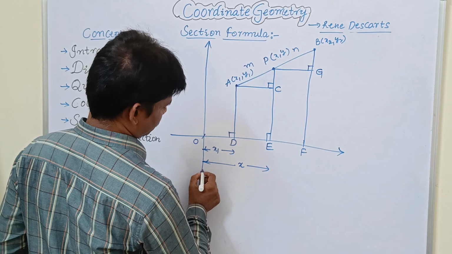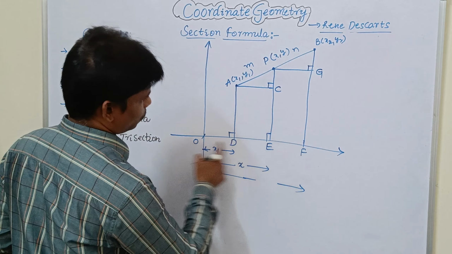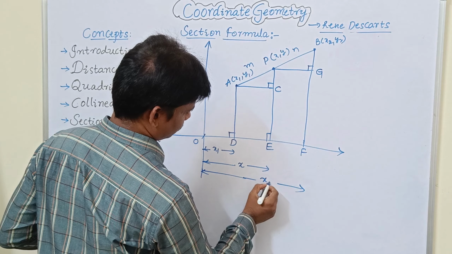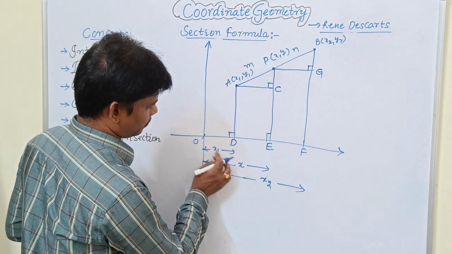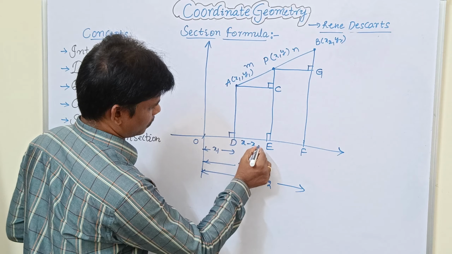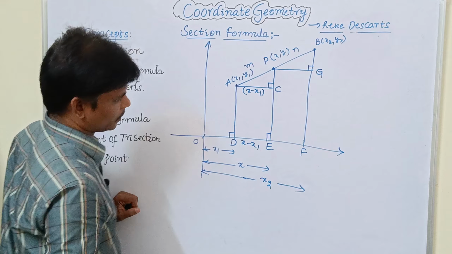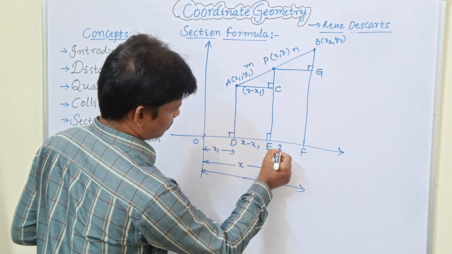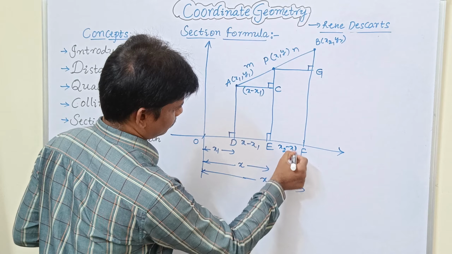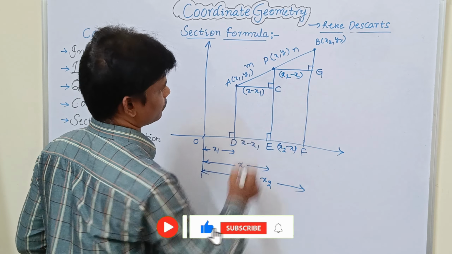So this distance O to F, that is x2. So what is the distance of DE? It means x minus x1. So this distance is also x minus x1. Like that, this distance means x2 minus x. So this distance is x2 minus x.